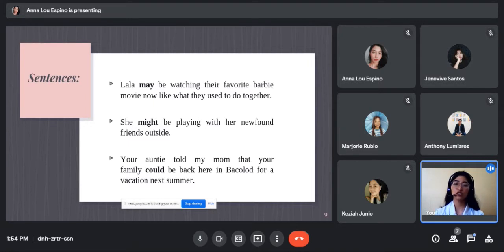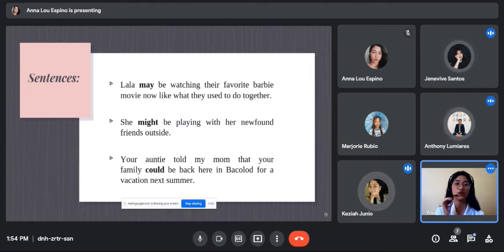Next. Your auntie told my mom that your family could be back here in Bacolod for a vacation next summer. So the modal used is could, right? Now associating it with possibility, meaning there is a possibility that Lala and her family will be back in Bacolod for a vacation next summer. Okay? Any questions regarding possibility so far?